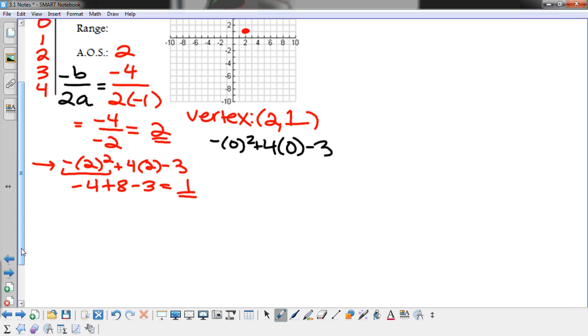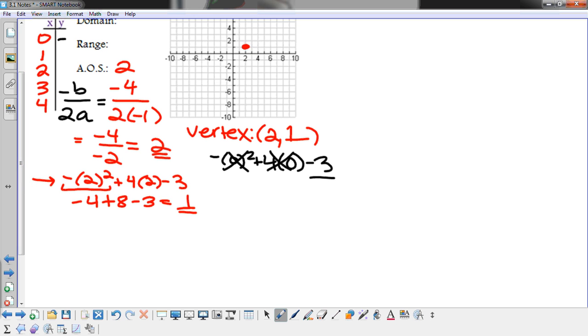What is 0 squared? 0. So that's gone. 4 times 0, 0. So it's just -3. So we'd use 0, -3. What other value then is going to give us -3? Remember, we can reflect them.